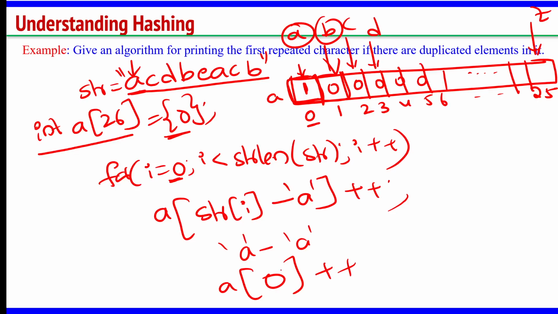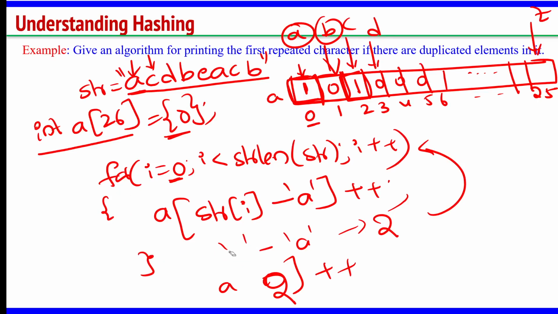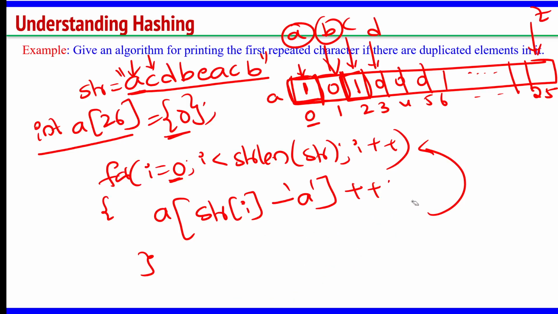Okay, again go up from here. i plus plus, i becomes 1. str of i means C. C minus A, the ASCII difference of C minus A will give me 2. So a of 2 means this box. You increment it, it becomes 1. Like this, you see, it is a single for loop now. With the single for loop, I am able to fill the counts of values into this temporary array a. So with this, I reduced it to order of n.